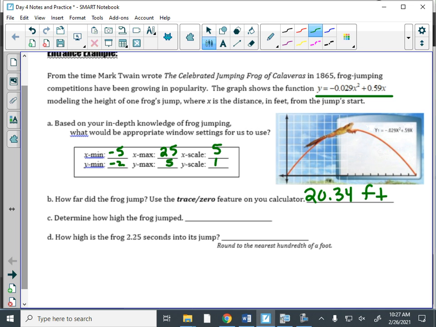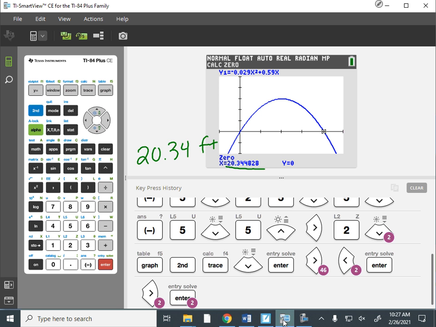Determine how high the frog jumped. We'll determine the height, right? We need to figure out, well, what's the maximum? And specifically, what's the y value of that maximum? That will tell us the height. Where it landed is x, the height is y.